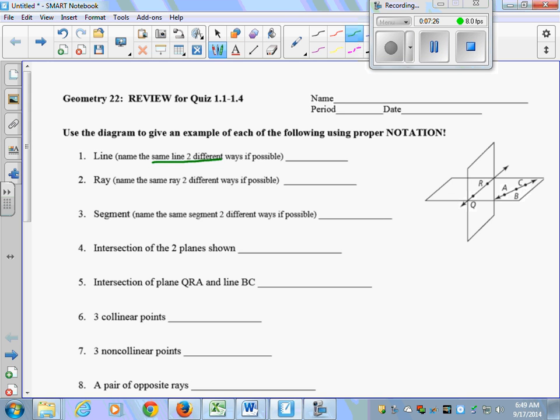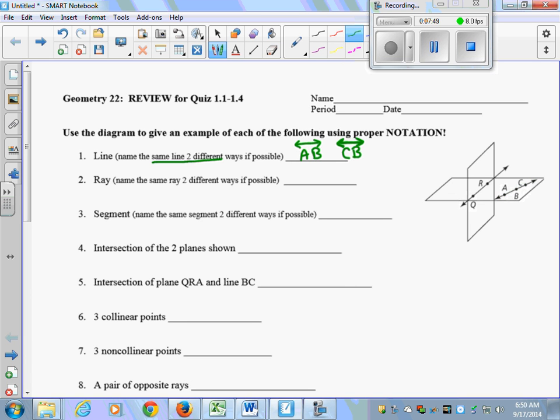This says name the same line two different ways. So I don't want to name the two different lines. I want to pick, maybe I'll name this line, and I'm going to call it AB. I could call it BA. I could call it CB. I could call it BC. I could call it AC. All of those, but remember your notation with the two arrows on top.